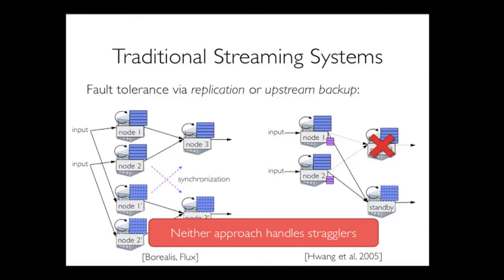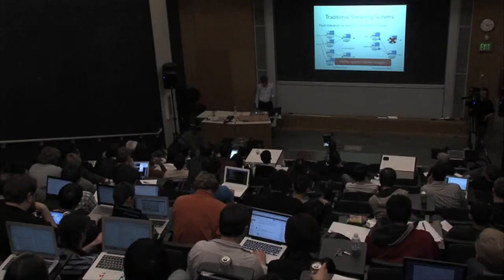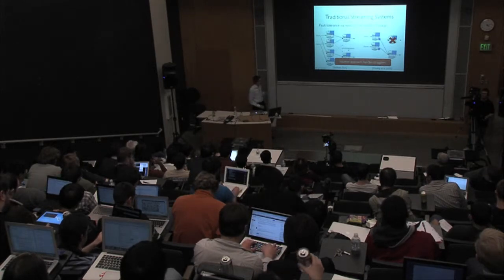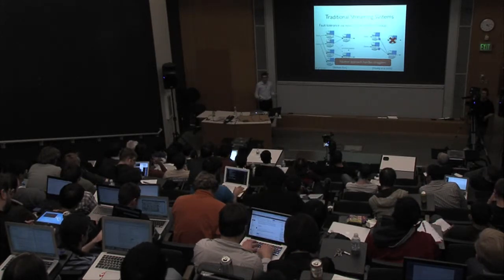And finally, a bigger problem in both systems is that neither of them deals particularly well with stragglers. If you have a node that hasn't failed, but is just going slowly, in the replication approach, because of synchronization, you have to keep the whole system in pace with that slow node. And that's going to really mess things up when you're running a large-scale system. And in upstream backup, you don't really have anything you could do except treat the slow node as a failure. So for these reasons, we didn't want to use these approaches.